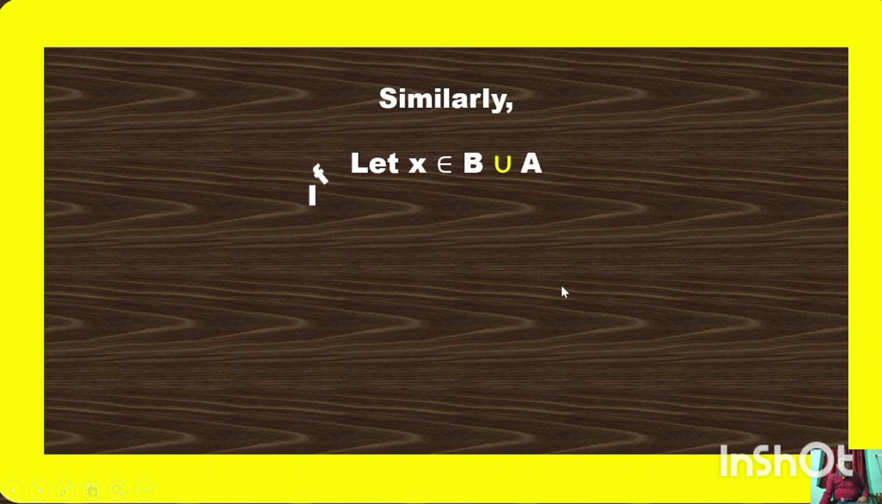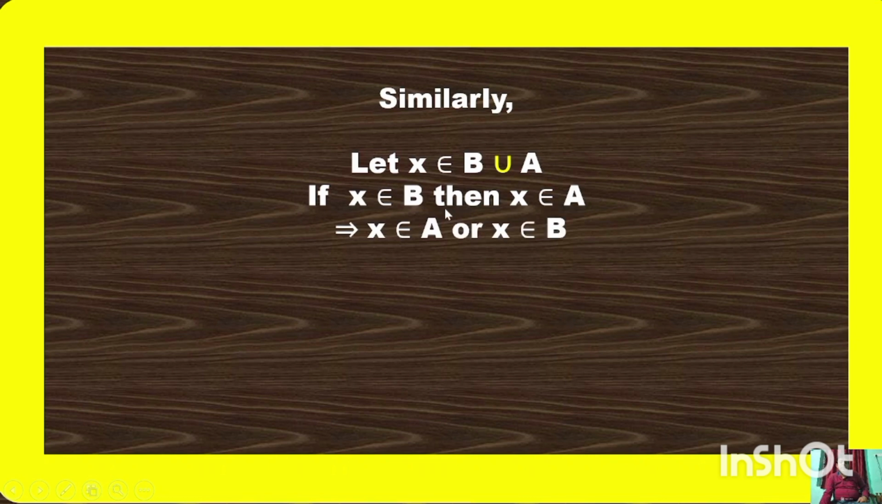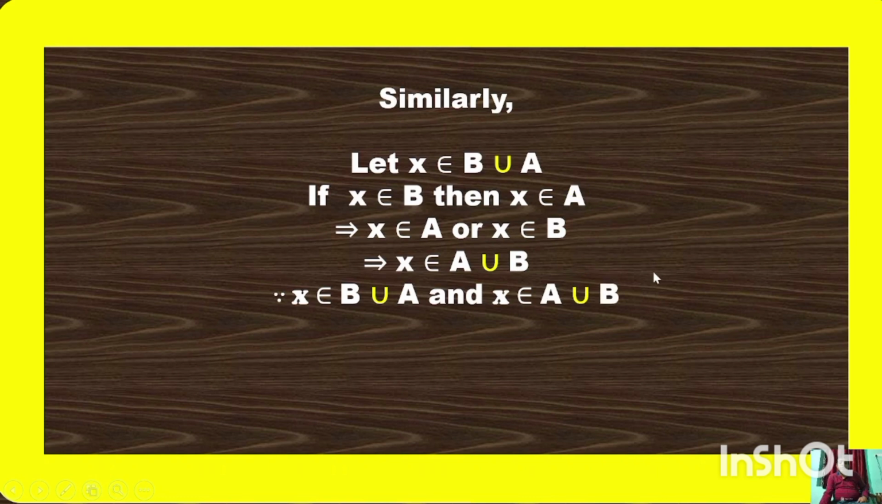Similarly, we can prove it. Let X belong to B union A. X belongs to B union A means X belongs to B or X belongs to A. It means X belongs to A or X belongs to B. X may be an element in the set A or in the set B, because in a union set the element is either in the set A or in the set B. It means X belongs to A union B. Thus, since X belongs to B union A and X belongs to A union B, it is clearly understood that B union A is also a subset of A union B.